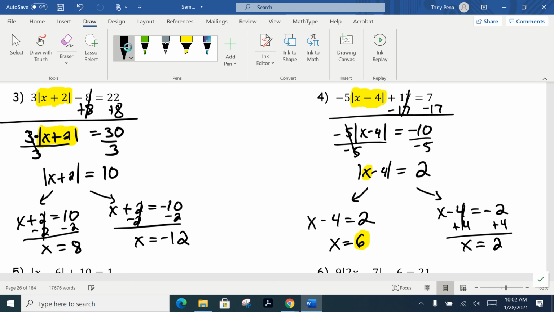And then now think about why this one would work. If I took this x value of 2 and substituted it in right here, 2 minus 4 gives us a negative 2, but since I'm taking the absolute value of it, that's what's going to make this equal to the 2 that it's supposed to be. All right.